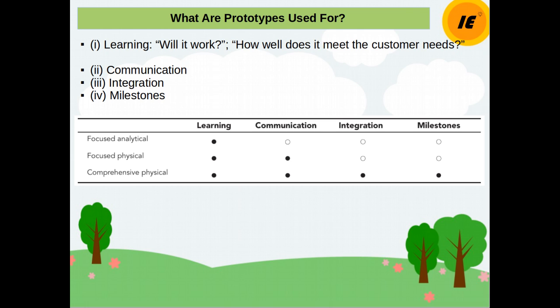In the table you can see that in the learning phase, basically all sorts of prototypes, like focused analytic, focused physical, and comprehensive physical, are used. As you go to communication, if you want to achieve the communication goal, then mostly it is focused physical, not analytical, and comprehensive physical. When you try to achieve the integration goal, then it's mostly comprehensive physical. And finally, for milestones, it's comprehensive physical.